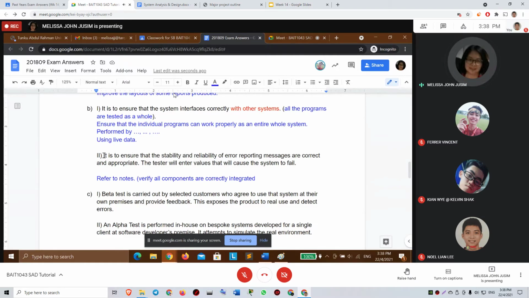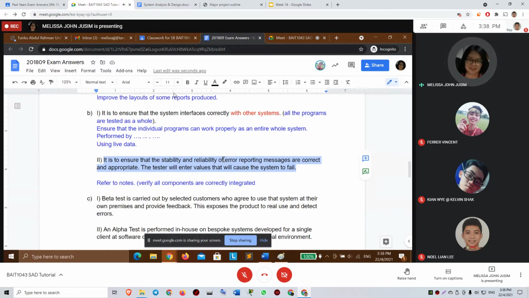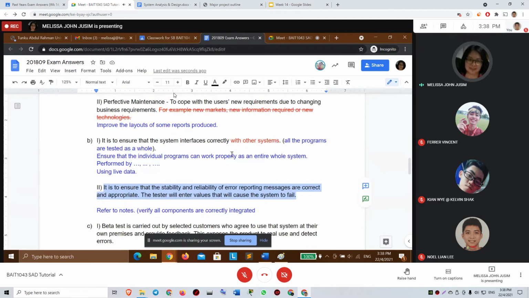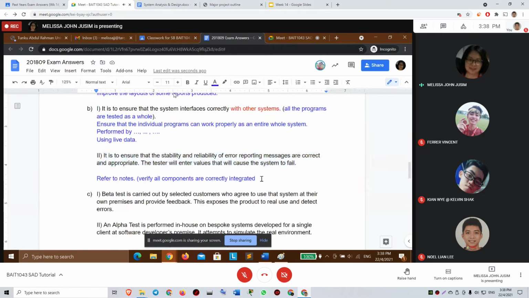This one is not really showing us that this is system testing, because system testing means we test it as a whole. All the individual programs can work entirely. So verify that they are correctly integrated, and so on. So the rest you refer from the notes.